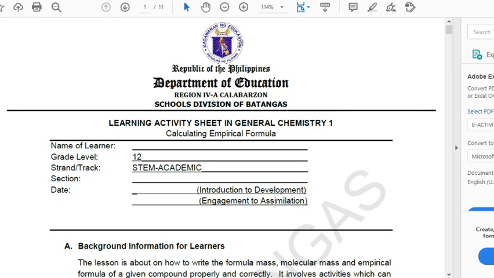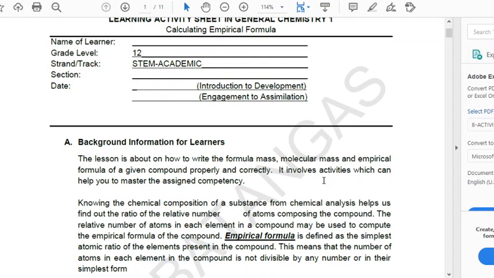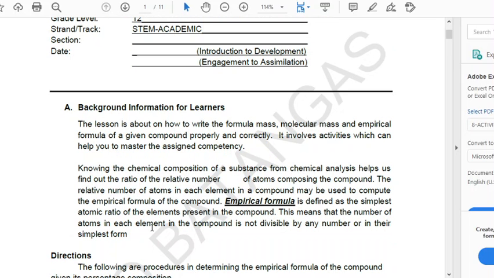Hi, STEM students. This is a run through of learning activity sheet number 8 in General Chemistry 1 entitled Calculating the Empirical Formula of Compounds. For the background information for learners, let us first define what empirical formula is. It is the simplest atomic ratio of the elements present in the compound.